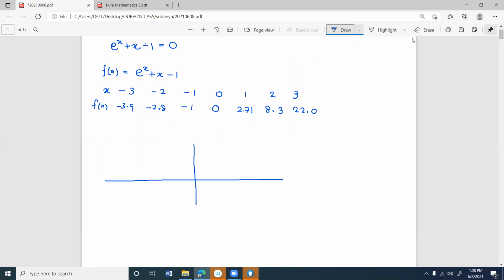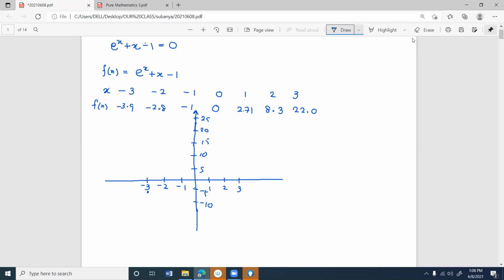If I plot this graph, I'm referring to minus 1, minus 2, and minus 3, and 1, 2, and 3. At minus 3, it's minus 3.9. So we will get the figures over here: 5, 10, 15, 20, 25. These are the y values, and this is minus 5, minus 10. So at minus 3, it's minus 3.9, somewhere here.